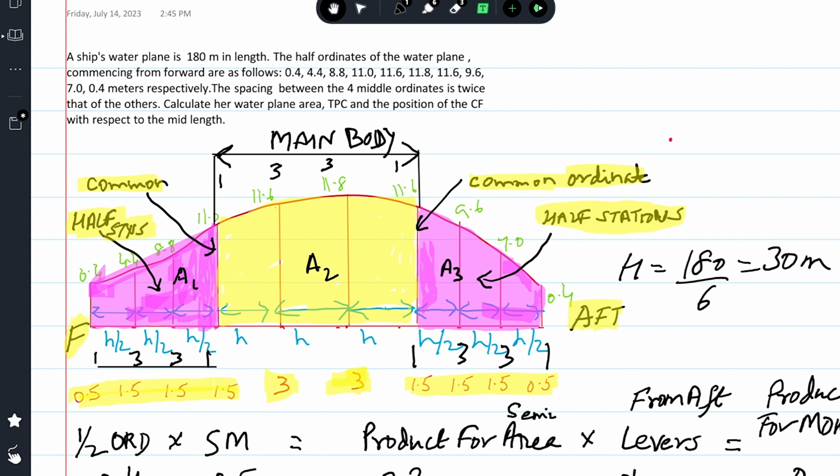This first one is on calculation of area and center of flotation, and the second one will be on volume and KB. So most common are these two. Let's read through the question.